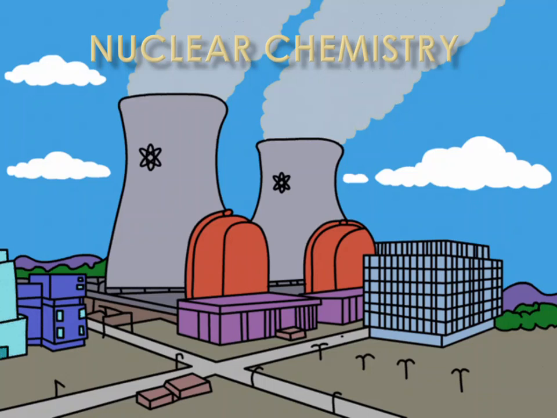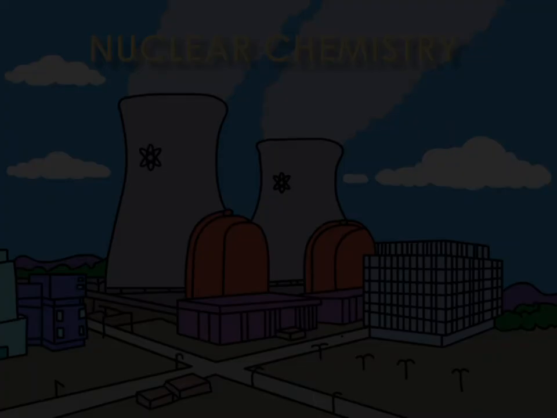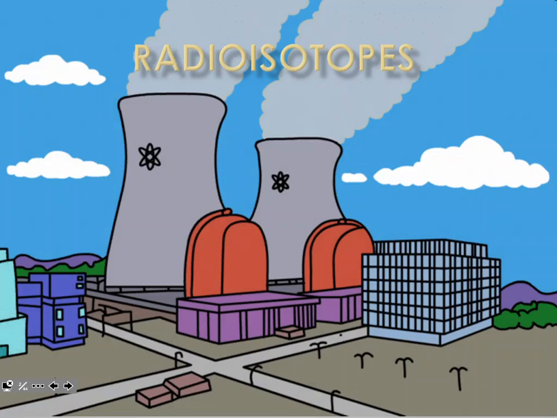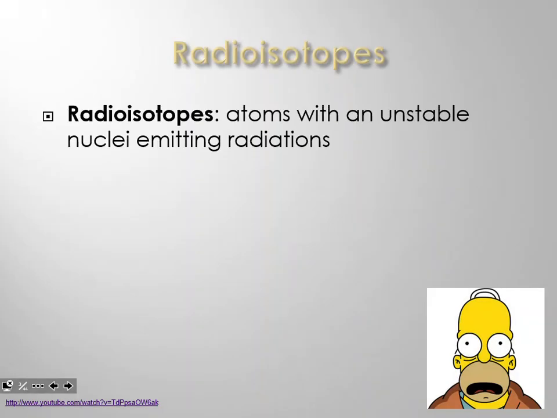All right, now we're going to be talking about nuclear chemistry and radioisotopes. Radioisotopes: atoms with unstable nuclei emitting radiations.